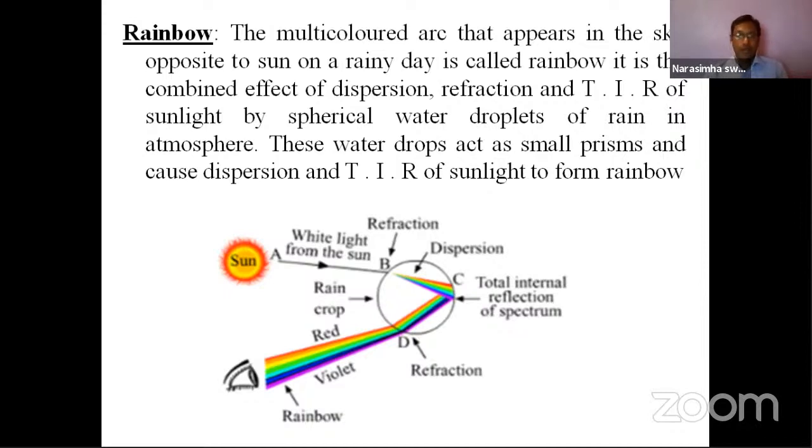So here is what a rainbow is: a multicolored arc that appears in the sky opposite to the sun. Remember, always look at the diagram over here. Opposite to the sun, it should be raining in the sky, and both things should happen, the rain and the sun. Usually people cannot see this because rain occurs only when the sky is cloudy.